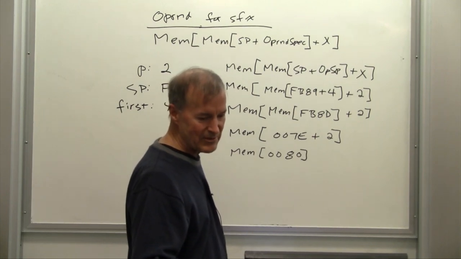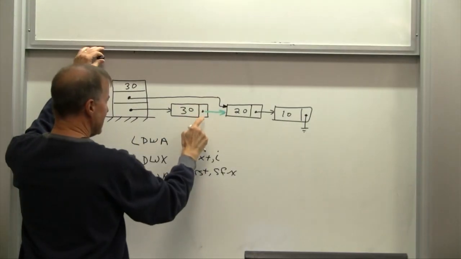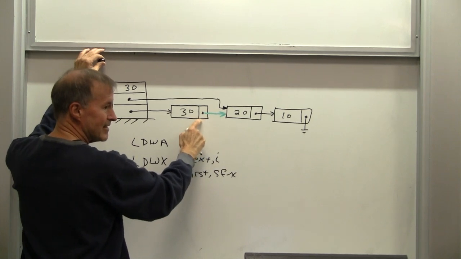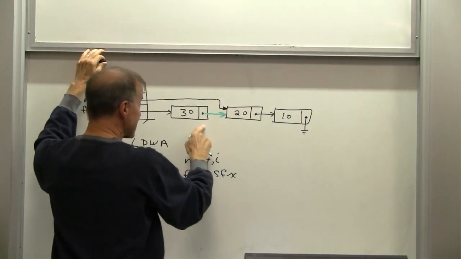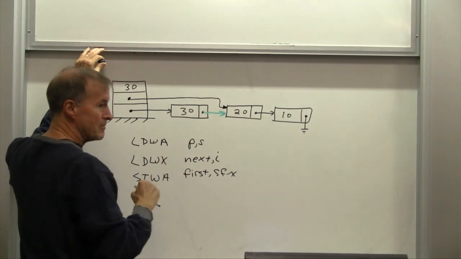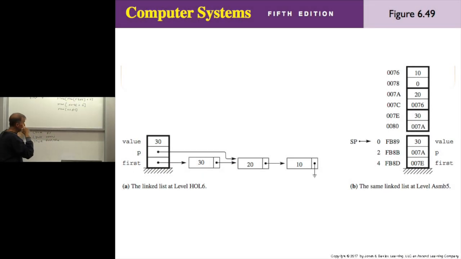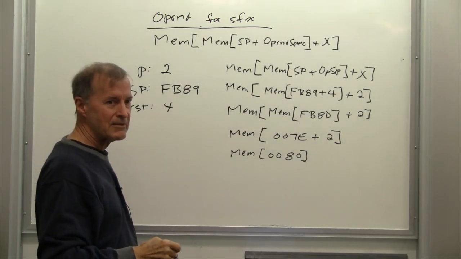What's at 0080? That is this. All right. So that gets what P is. So that makes this point to the same thing P is pointing to. So do you see here that this 2 hanging out here is the offset in the structure, and this part of it is how we get to the local pointer on the runtime stack. Is everybody clear on that?